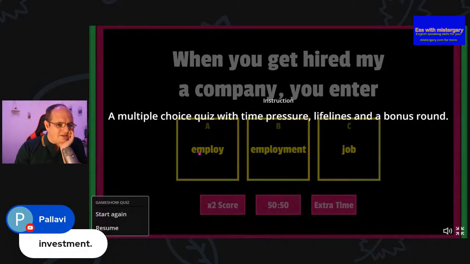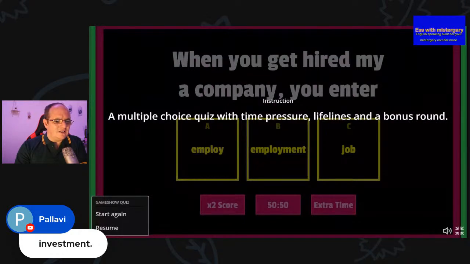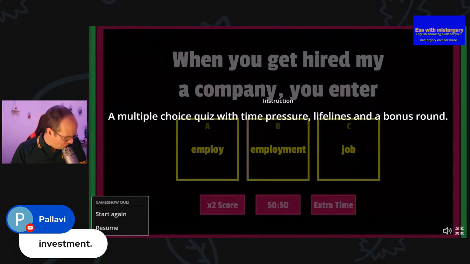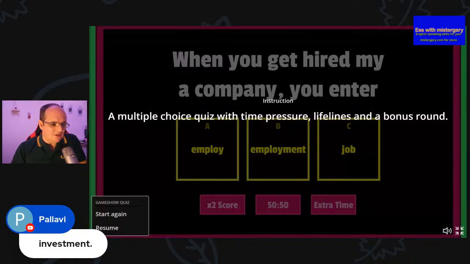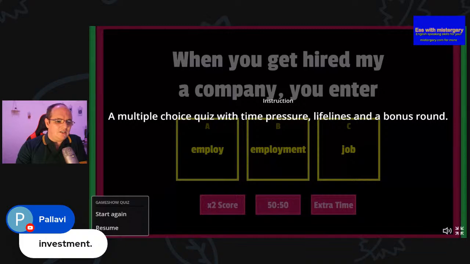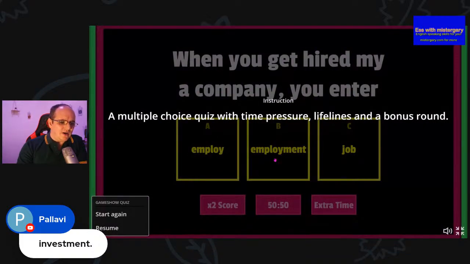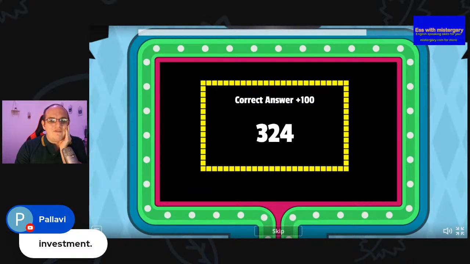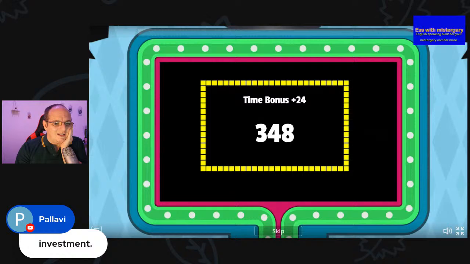When you get hired by a company. Whoops, typo from me. You enter. What do you enter, guys? Any ideas what you enter? Okay, so let's say you don't have a job. Good, well done. Mohammed Ismail says you enter employment. Pallavi, I think, says you also enter employment, of course. Good job, well done. The world of work is a difficult world, I'll tell you. It's not easy. Work for yourself if you get the chance. Don't work for anybody else.